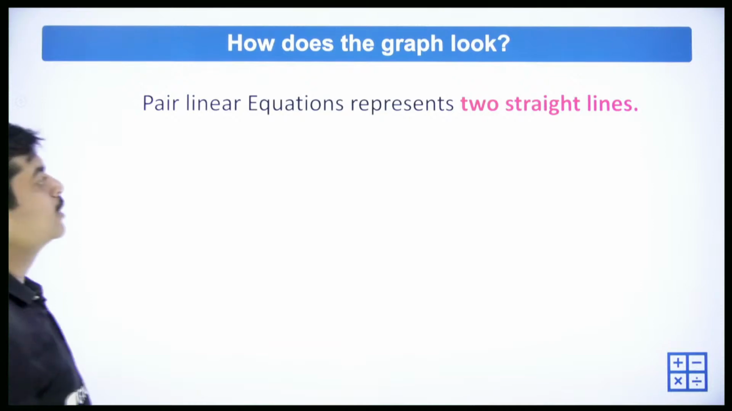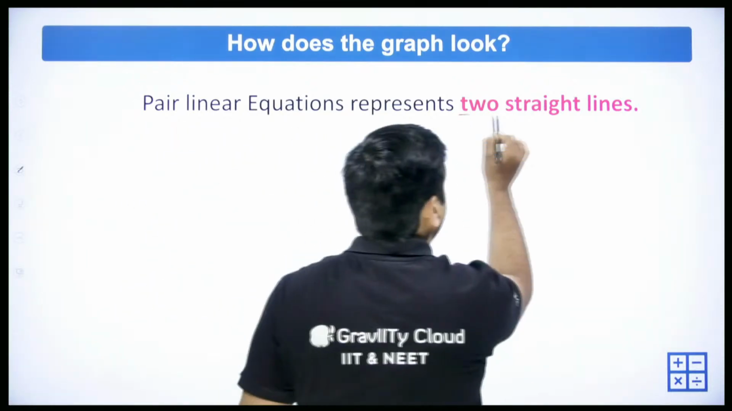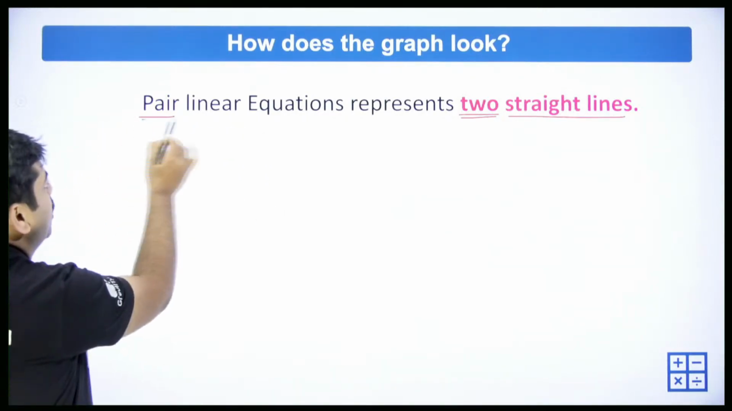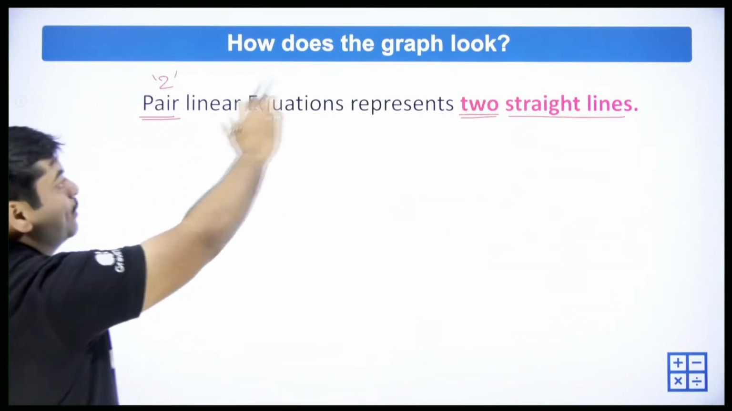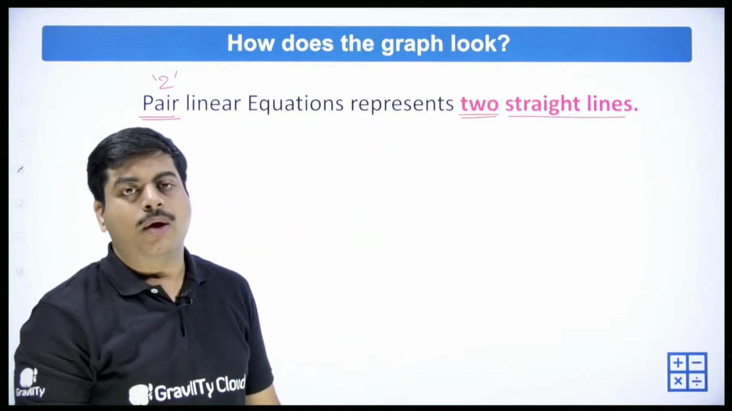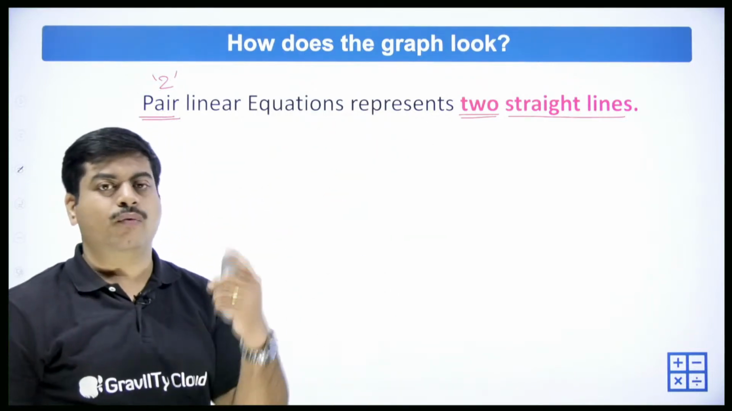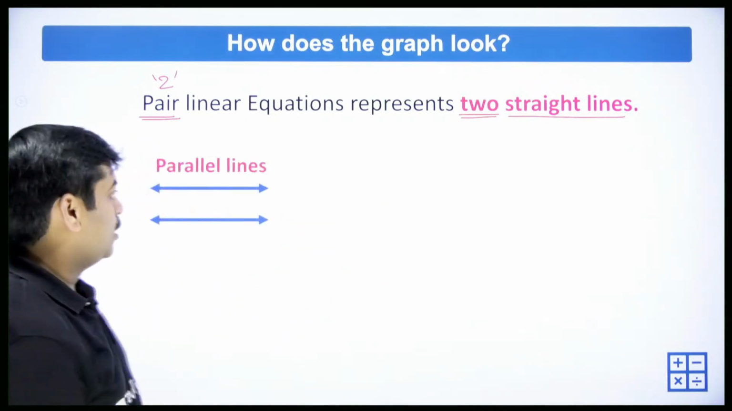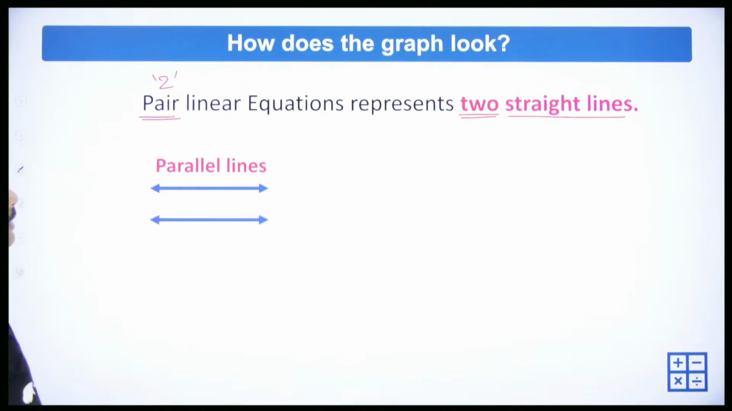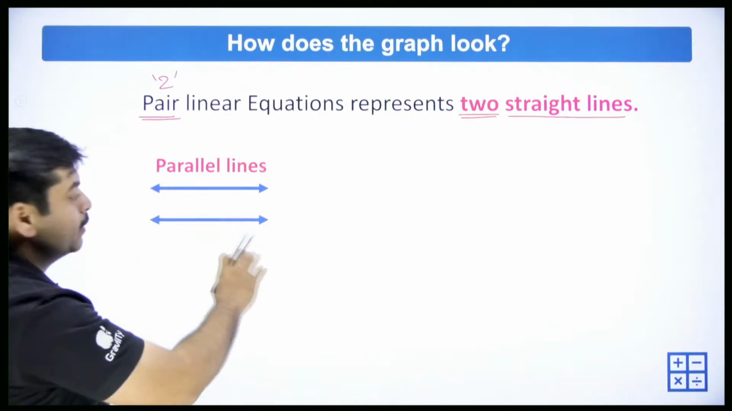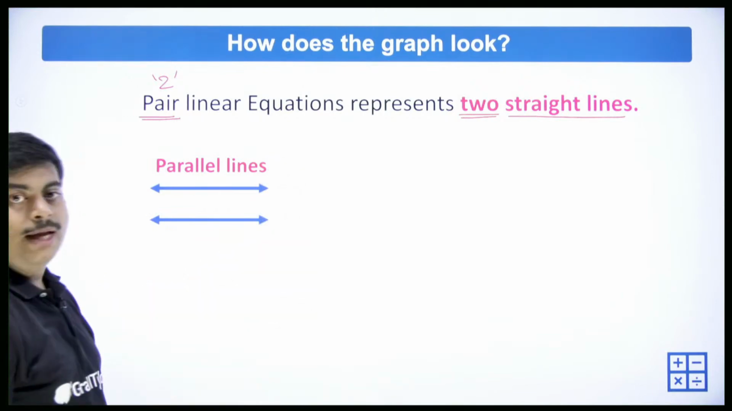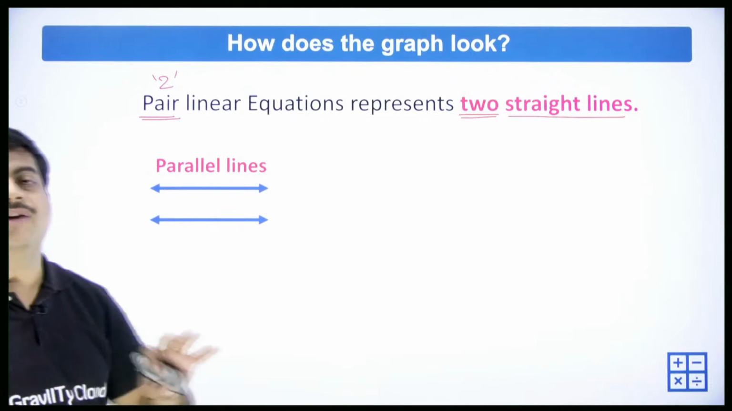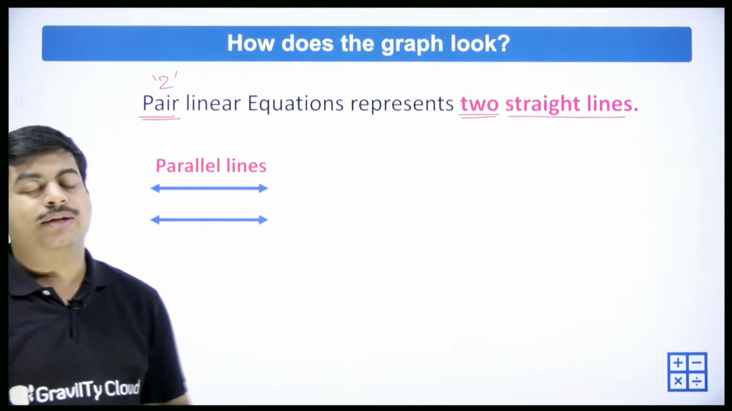So a pair of linear equations represents two straight lines. Why two straight lines? Because pair means two. One linear equation will give you one straight line, so two equations will give you two straight lines. Sometimes it may represent parallel lines, which are moving in the same direction, which never meet, never intersect, right?